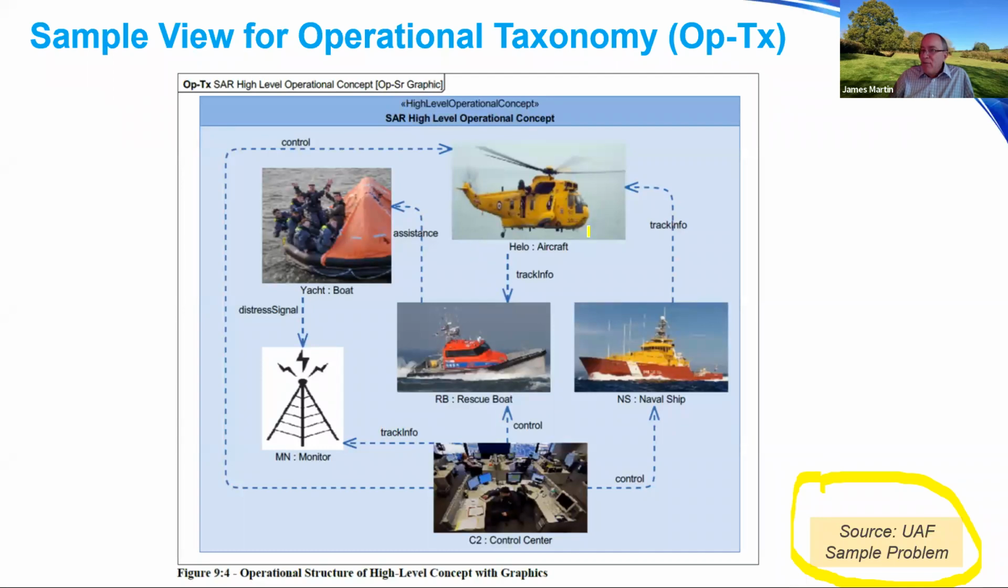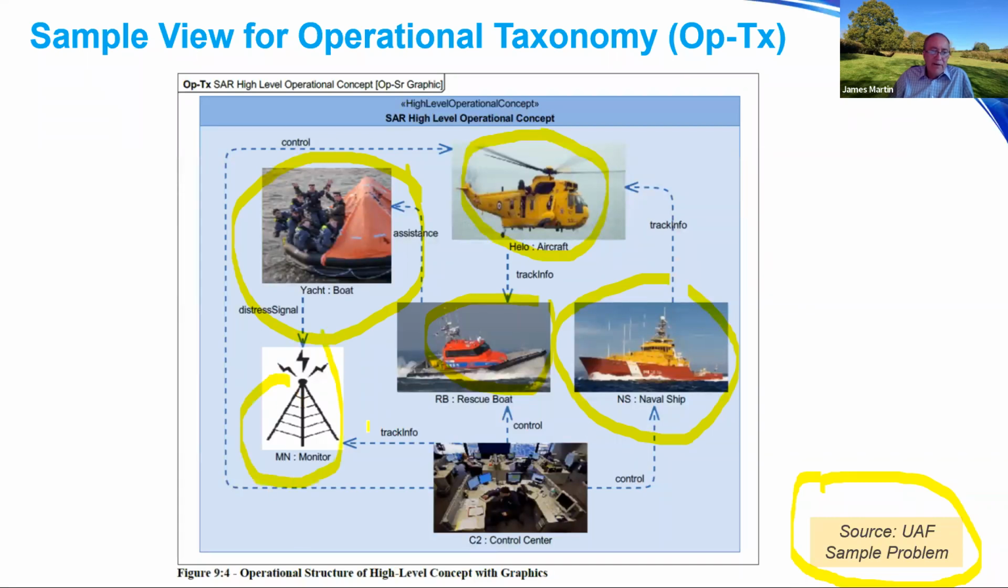You can see in this high-level operational concept that you have helicopters, you have rescue boats, you have a naval ship, and all these are participating in some sort of rescue at sea. In this scenario, they have a yacht that has gotten into trouble. They send a distress signal to some sort of monitor, which goes to a control center, which controls the rescue assets. So this is just an example of a high-level operational concept. And in DODAF, this was called an OV1.